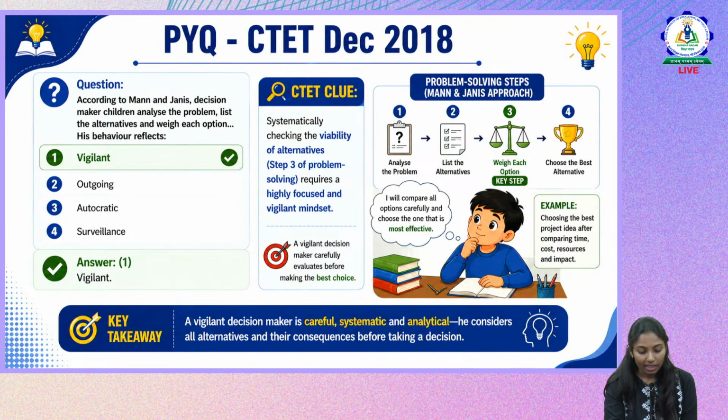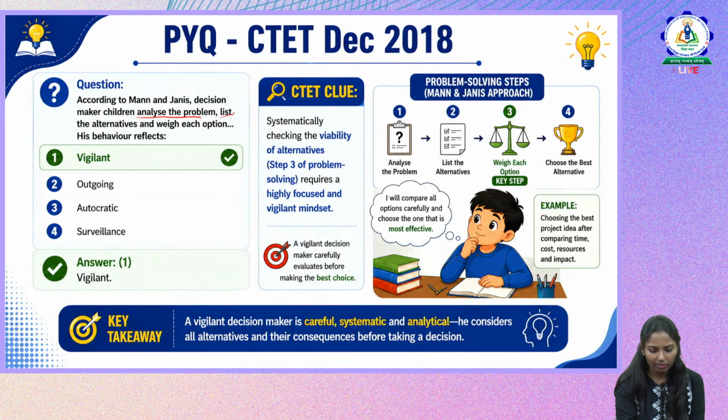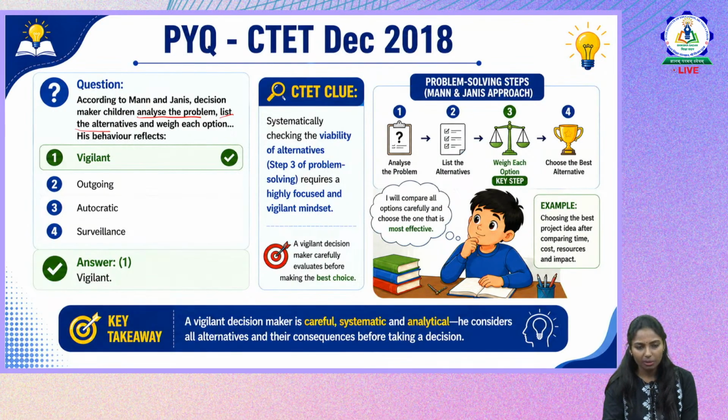Decision maker children analyze the problem. So one thing they have given is analyze the problem. Another is list the alternatives, which we always do, right? Whenever we have a problem, we list the alternatives. What are the possible alternatives? And we try to see, if I choose alternative A, what will be the repercussion? If I choose alternative B, what will be the situation? We all do this. Then we weigh each option. Okay? So now we will see the options which can go right with it.